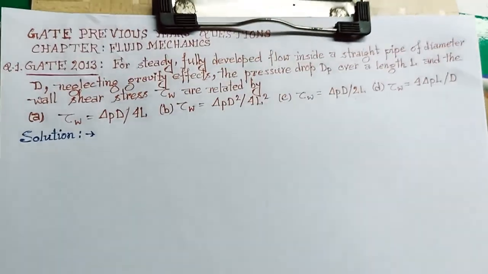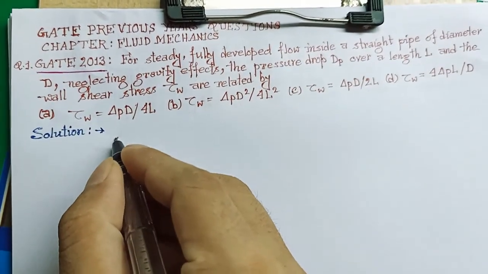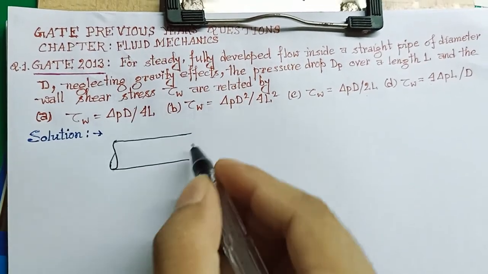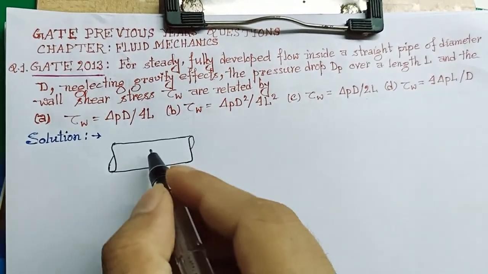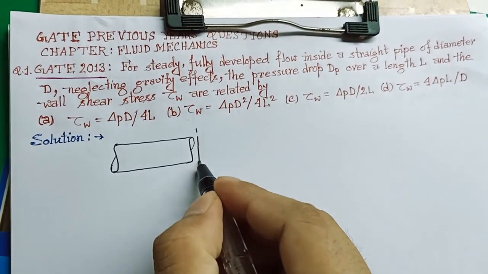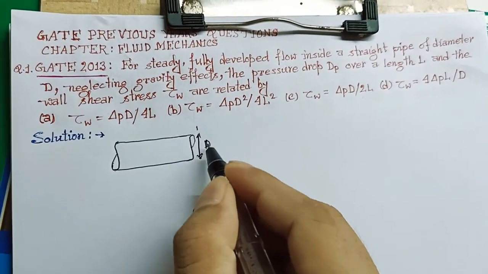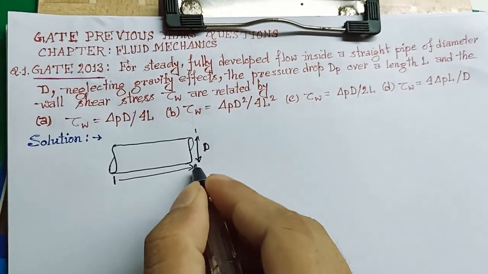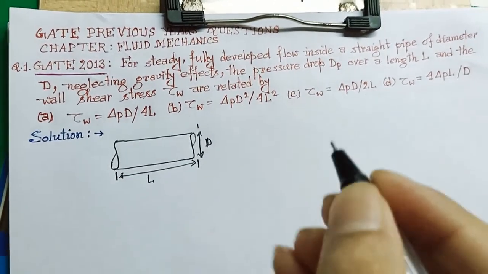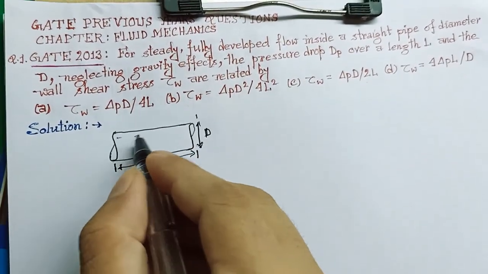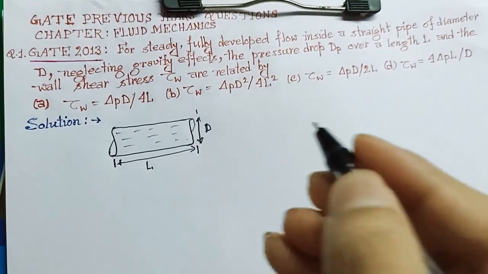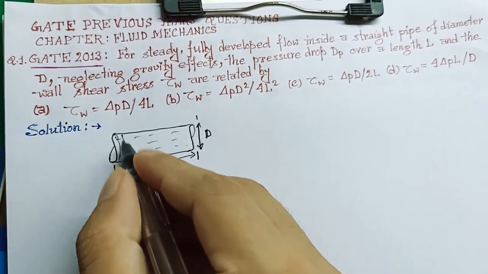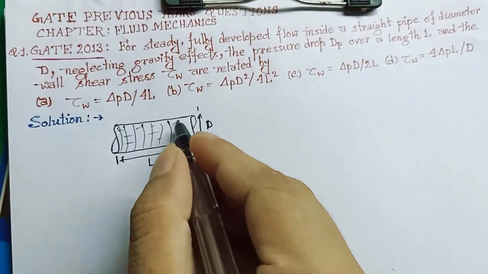So let's solve this question. First of all, for solving this question, let's draw a pipe. That is a pipe. Its diameter is given as d, and length of the pipe is L. Now fluid is flowing inside this pipe, and its shear stress is tau W. So shear stress will act all over the surface area of the pipe.